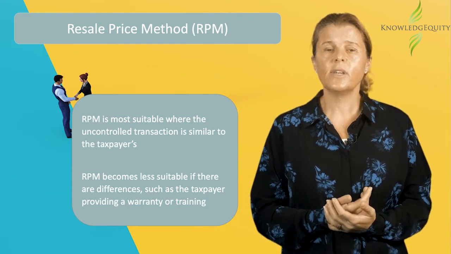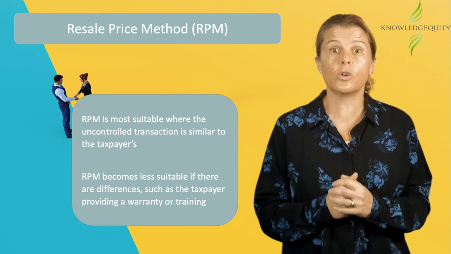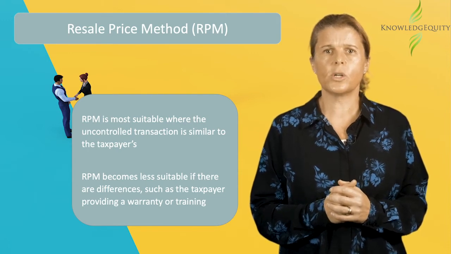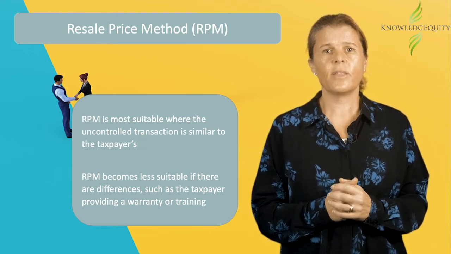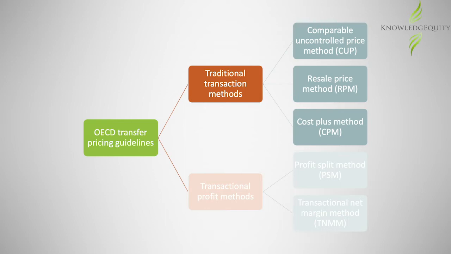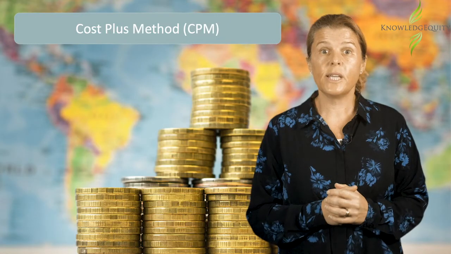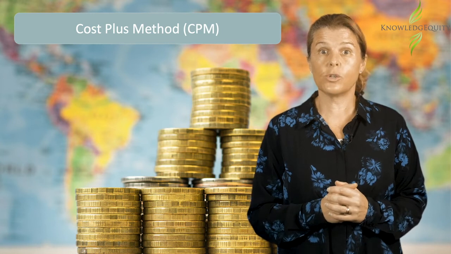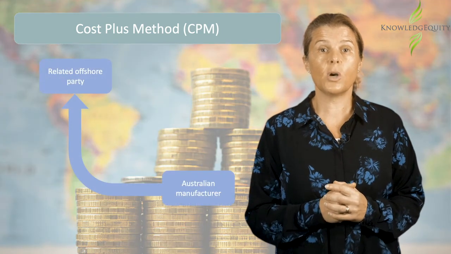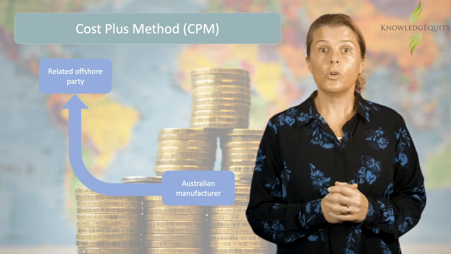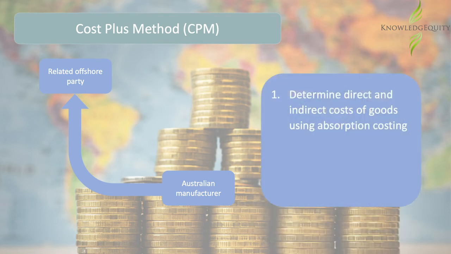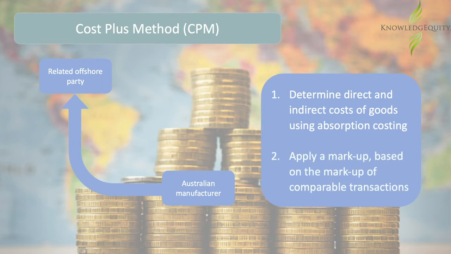For instance, if the taxpayer provides warranty or training with its goods and services, whereas the comparable transaction used to determine the gross margin does not, it becomes less likely that the RPM is a suitable method. The cost plus method, or CPM, is potentially relevant where the taxpayer supplies goods or services to which it has contributed most of the value adding to a related offshore party. Under the CPM, using absorption costing, the business determines its direct and indirect costs of its goods. It then applies a markup, which is based on a markup of a comparable transaction.